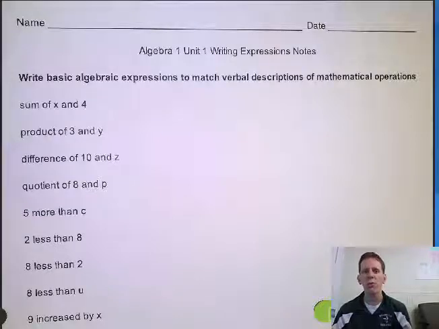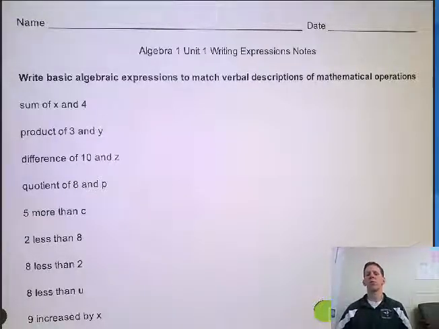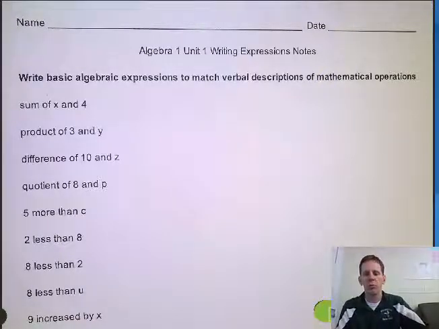So these are Algebra 1, Unit 1, Writing Expressions notes. Today we're going to be writing some basic algebraic expressions that match verbal descriptions of mathematical operations. So we're going to be translating from words into math. We're also going to determine whether or not two algebraic expressions are equivalent by manipulating some expressions.